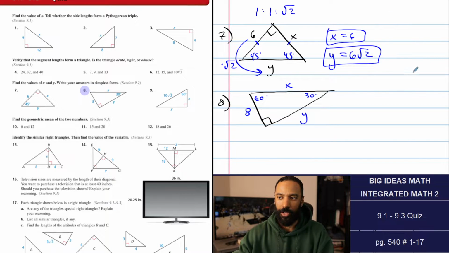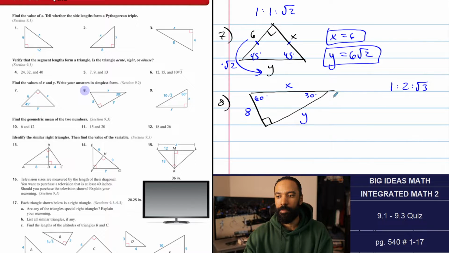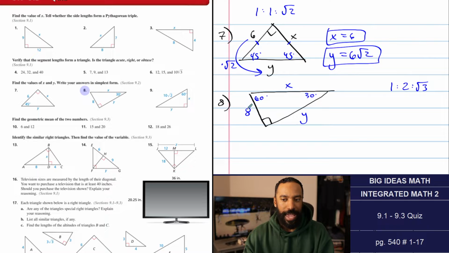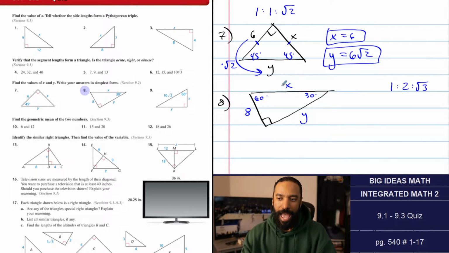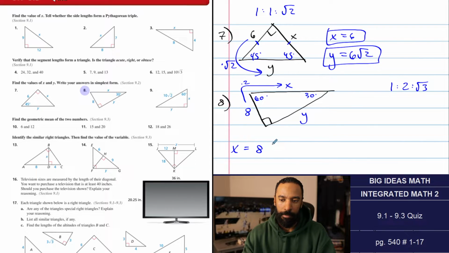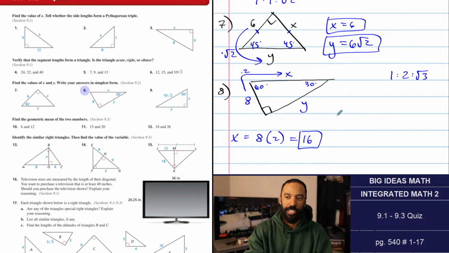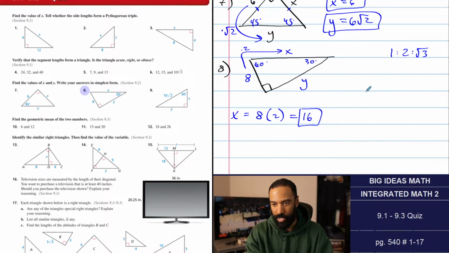A 30, 60, 90 triangle has a 1 to 2 to root 3 relationship. And that's the way I say that. 1 being the shortest side, opposite the 30-degree angle, which is the smallest angle. 8 is the 1 in this case. This is all similarity based. X represents the 2, the hypotenuse. It's twice as large as this 8 here. X, you are going to take that 8 and multiply by 2. And you get 16. Hypotenuse is twice as large as the short leg in a 30, 60, 90 triangle.